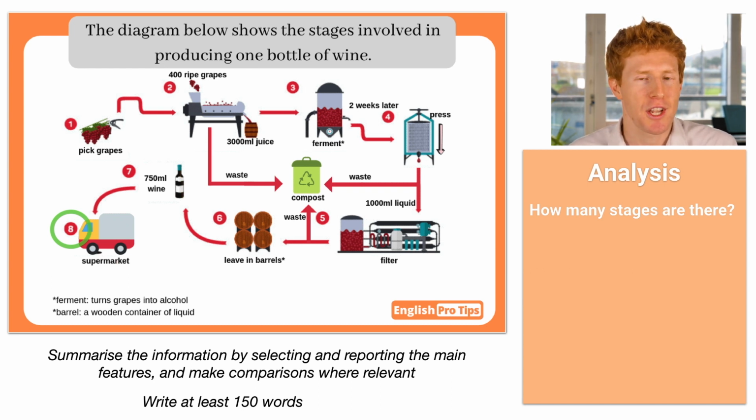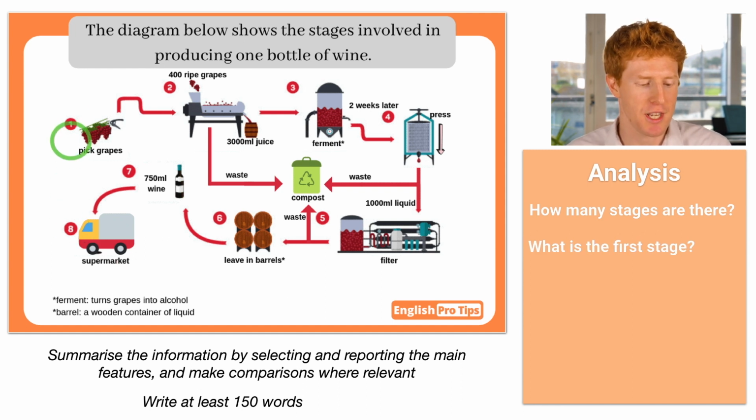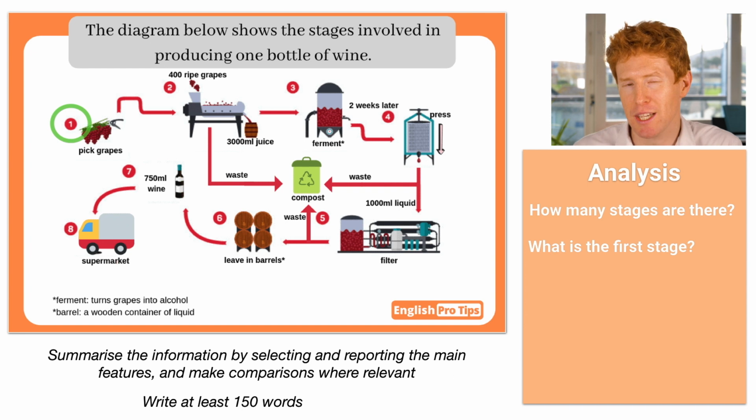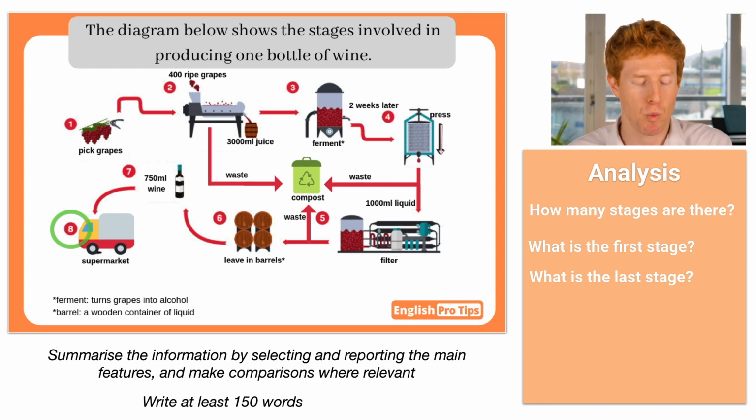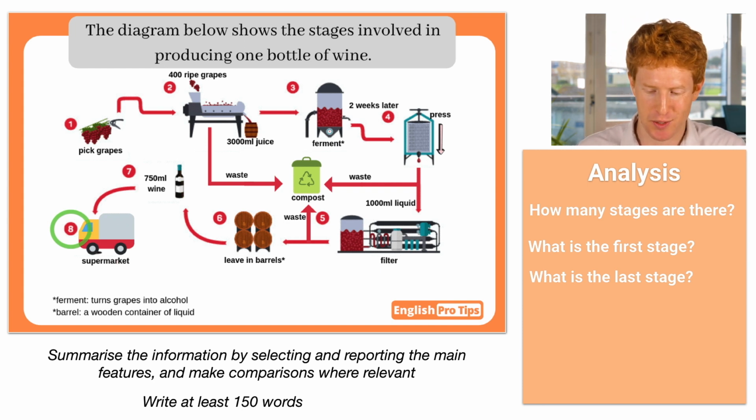The next thing you're going to look at is what is the first stage. So you can see that here. The first stage is picking grapes. What is the last stage? So the last stage is here. It's when the wine bottles are sent to the supermarket to be sold.